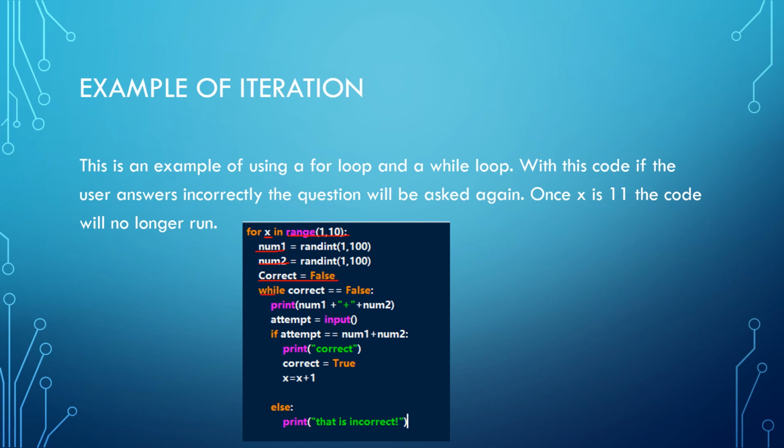And then if correct is false, it will ask the user what's number 1 plus number 2. Then you have to make an attempt, which is your input. Then I've also added a selection construct in here as well. And then if the user answers wrong, it loops the code. And then correct equals true, so this while loop segment will no longer loop again. And I did x equals x plus 1.